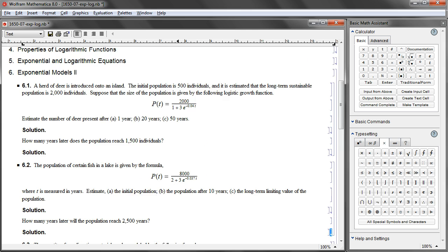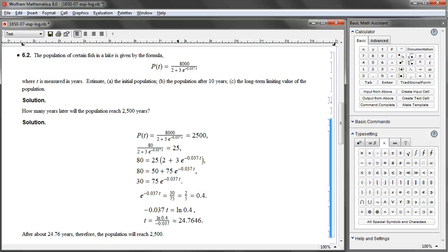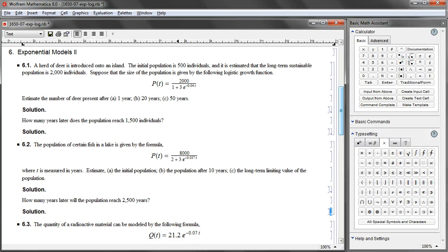It's just another exponential equation, and the key is to solve for e to the negative 0.037t, kind of like this, and then take the log of both sides, and so on and so forth. So those kind of things are applications of exponential models for logistic models.